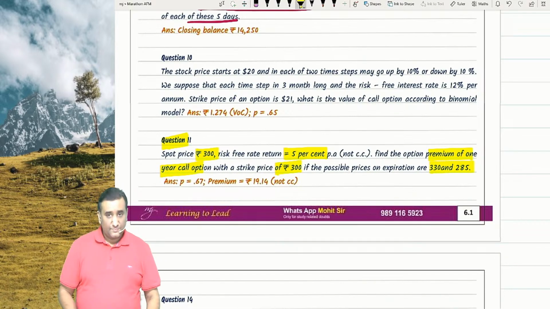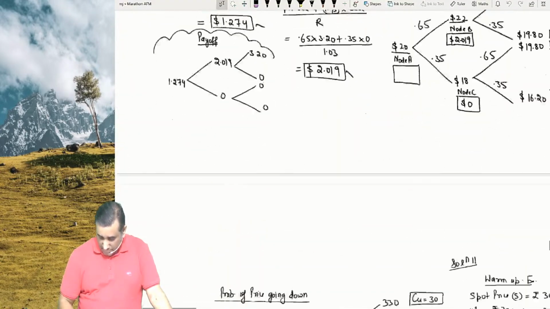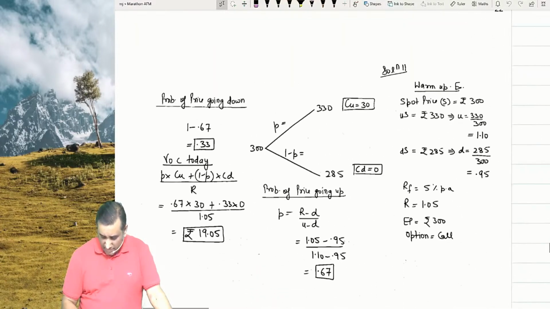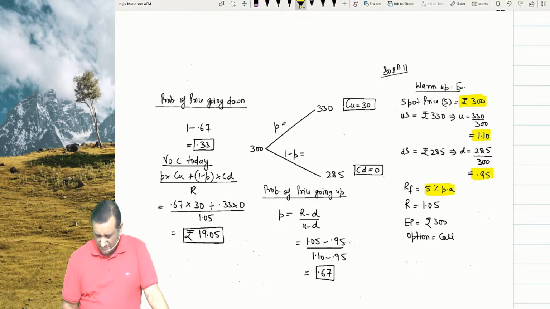Upside, downside, I have U and D, I can calculate. This is how much period? 1 year. So what I'll do is I'll just show you. The 2-step I am not doing as of now, we'll learn it later. The 2-step is basically an extension of it, nothing else. What price is S? U would be 1.10. D would be 0.95. RF 5%, R 1.05. The exercise price 300 was given, the option is a call.